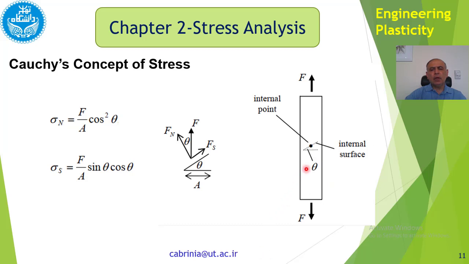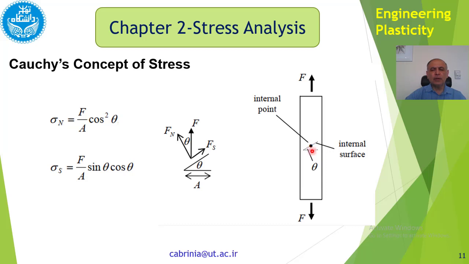Right. So we see that we could have a plane with different angles. We have theta here. If we change theta, sigma n and sigma s change. Obviously F over A is constant. So we could have many planes here, planes going through there, planes going through there. So if we take one internal point inside the body, we could pass through it many planes with different angles. Then if we want to define the stress at that point, which planes do we take?